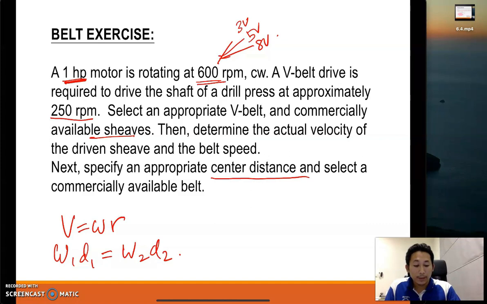Okay, so that's all for our belt, which is a flexible power transmission.